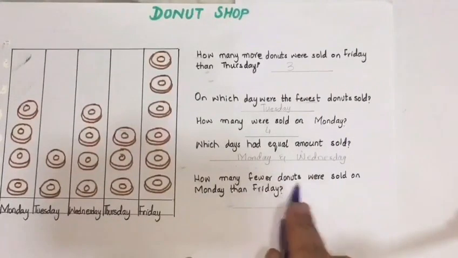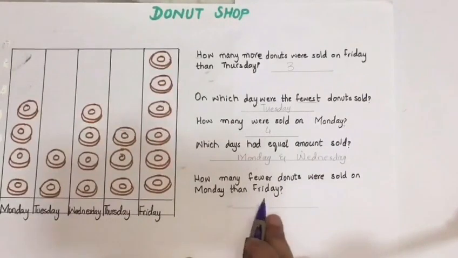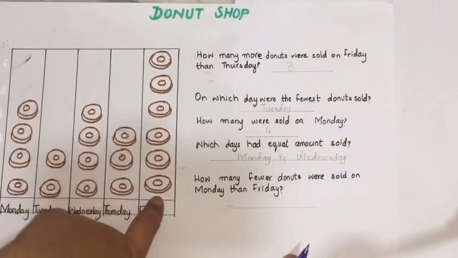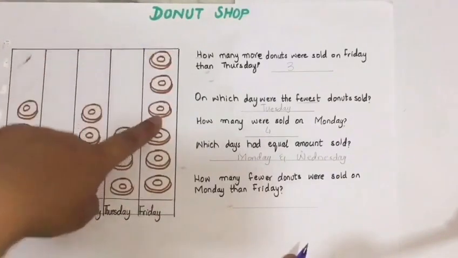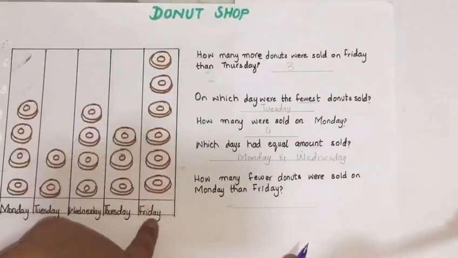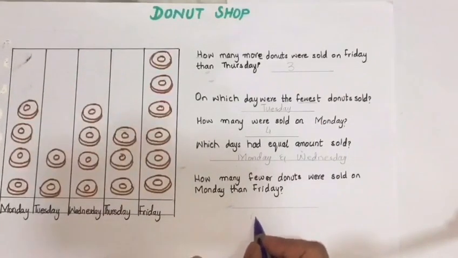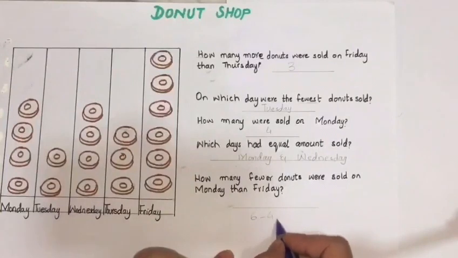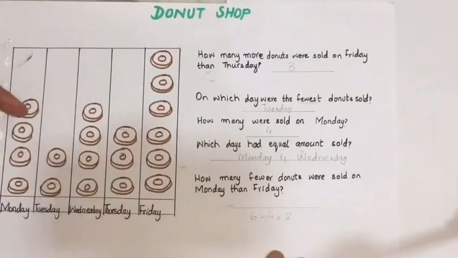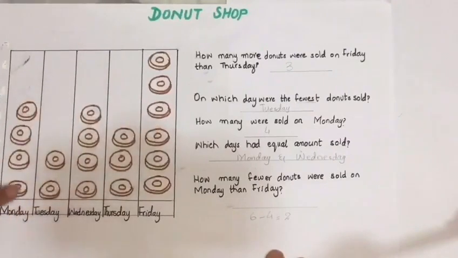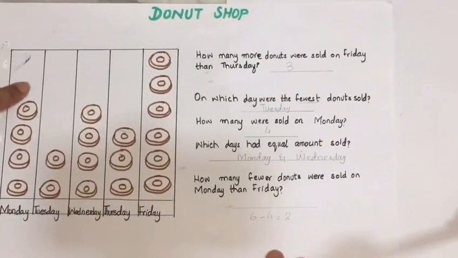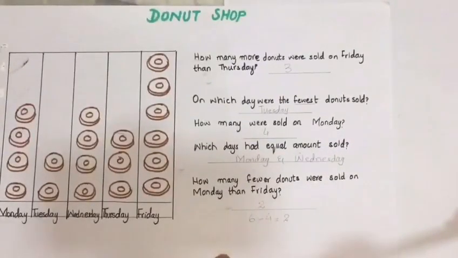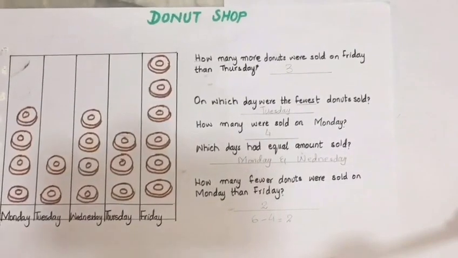How many fewer donuts were sold on Monday than Friday? Now we have to make the comparison between Monday and Friday. 1, 2, 3, 4, 5, 6. On Friday 6 were sold. You can also do these questions like this. And on Monday 1, 2, 3, 4. What is the difference? The difference is 2. And you can also observe from here that till this point the donuts sold are the same amount, but 1 and 2, that is missing. So 2 is the number. 2 donuts were sold less on Monday than Friday.